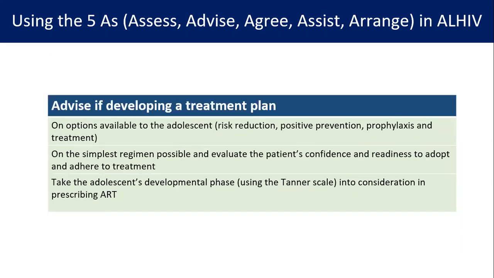Advise on whatever plan has been developed for the treatment of this adolescent. You have to discuss that plan, and the simplest possible thing is that you have to build up their confidence and make them adopt adherence to the treatment plan. Take the adolescent developmental phase into consideration by using the Tanner scale when you prescribe ART, so that whatever treatment has been advised, they will adhere to it more than 95%, and will follow up accordingly, so that we don't have loss to follow up of this adolescent population.